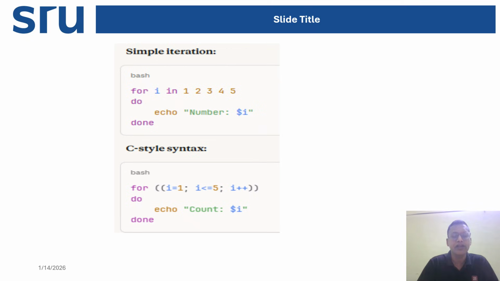Similarly, you can check the second example. It is also a for loop only, but it is almost similar to the C language. for ((i=1; i<=5; i++)); do echo "Count: $i"; done. This for loop also prints the same output.